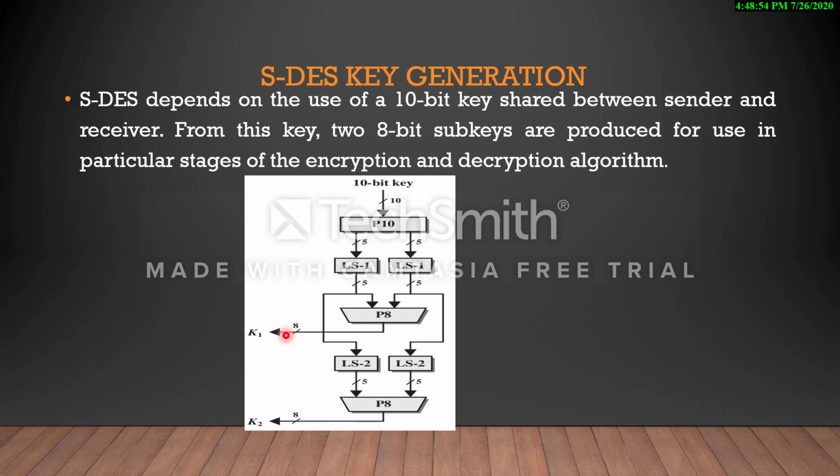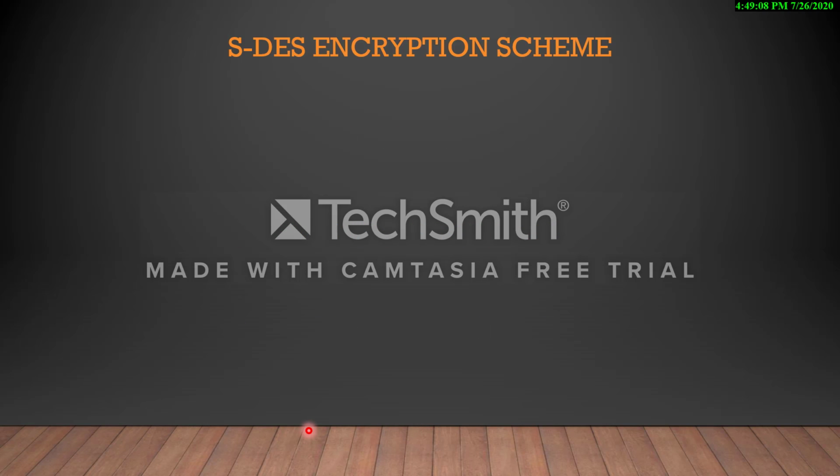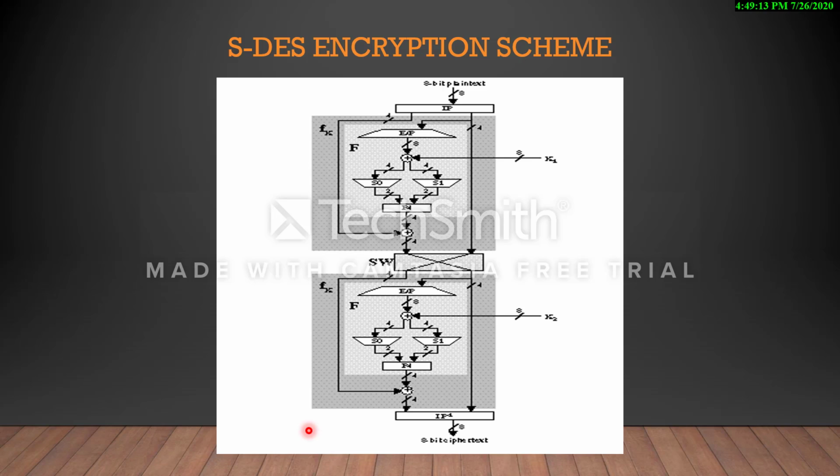This key K1 we are going to use in the first round of SDES encryption, and the second key K2 we are going to use in the second round of the SDES encryption algorithm. Now we are going to see the encryption scheme, which is nothing but the encryption architecture diagram of simplified DES. In simplified DES, we convert the 8-bit plain text into 8-bit ciphertext with 2 rounds and with the help of 2 keys, key K1 and key K2.